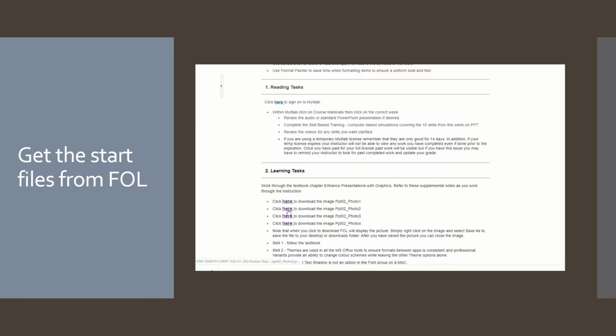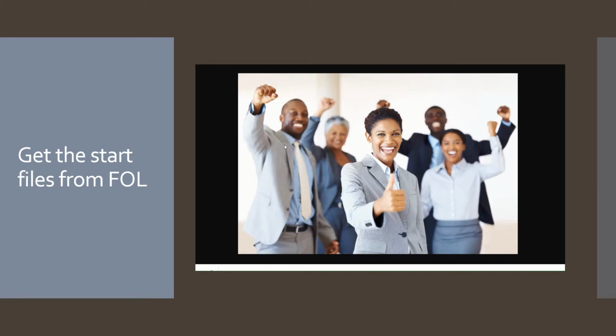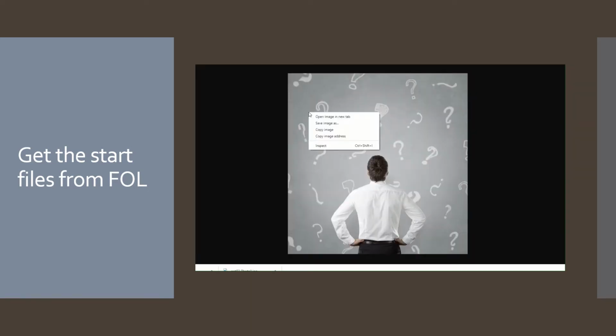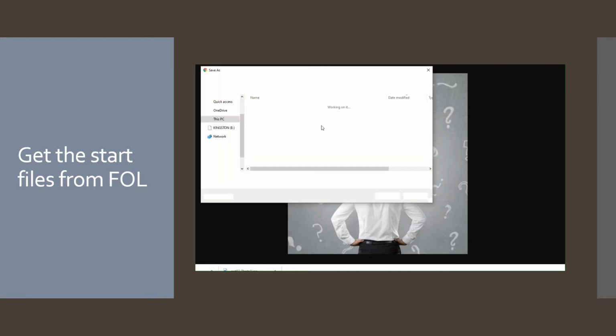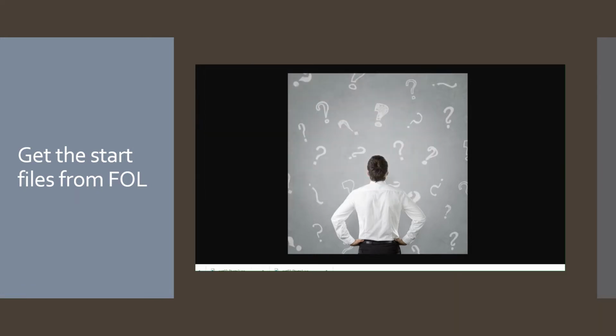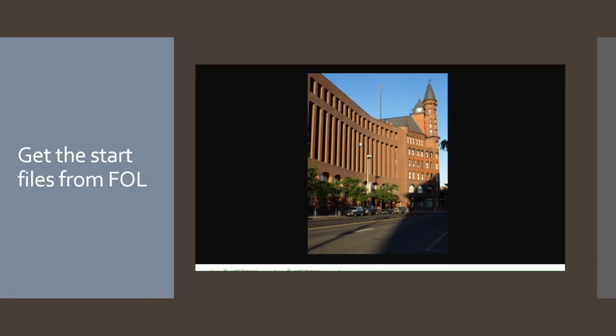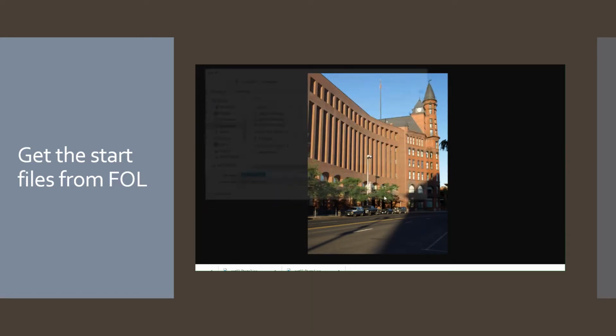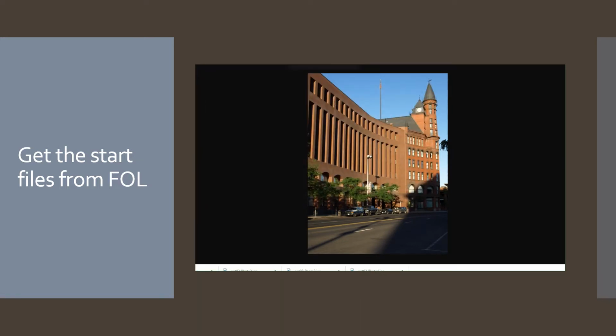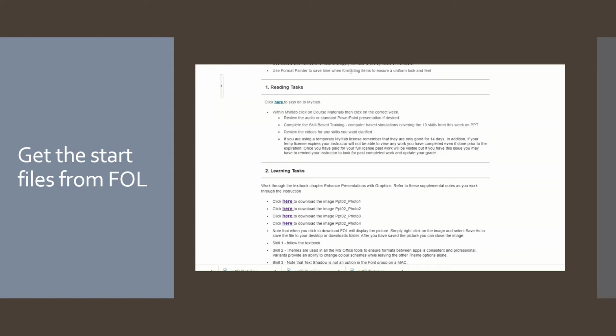Do the same for the other 3. So click, right click, save image as, download, close that one. Click, right click, save image as, save, close. Right click, save image as, save, and close. Okay, so that is your first step. At this point what we have done is just downloaded 4 pictures from Fanch Online onto your computer.